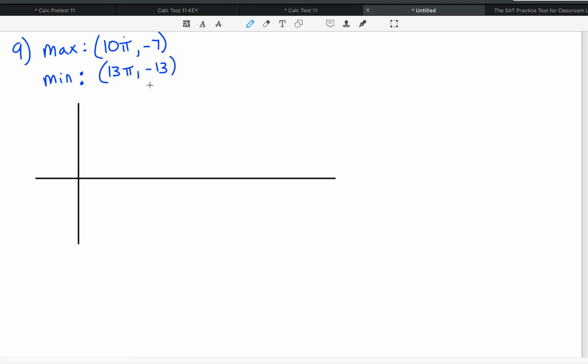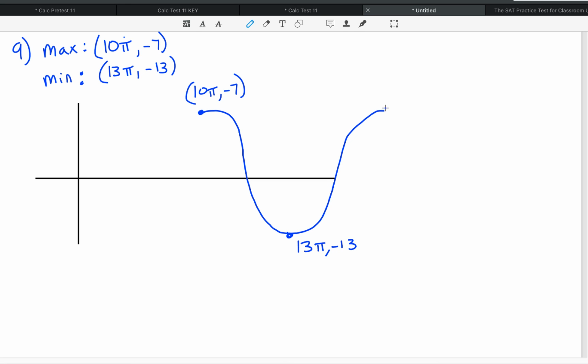All right, so notice that both of these aren't even close to the y-axis. There's 10 pi, 13 pi, none of them are 0 like the previous problems. So I'm just going to randomly out here in space say, yeah, sure, maximum, that's above, minimum, that's below, and then I'll label these. So I'll say the maximum is 10 pi, negative 7. The minimum over here is 13 pi, negative 13. And then go ahead and make the graph. I always like going from the left to the right, but you could definitely go from the right to the left. So that's the maximum. It comes down here, hits the minimum, comes back up, and comes back to the maximum.